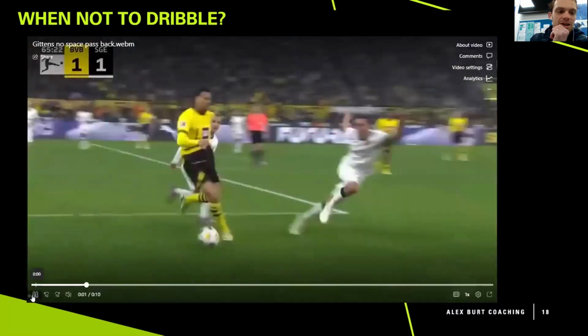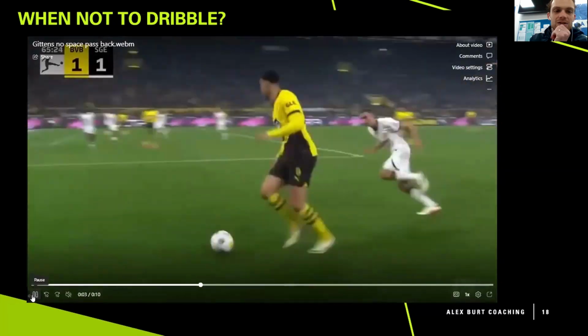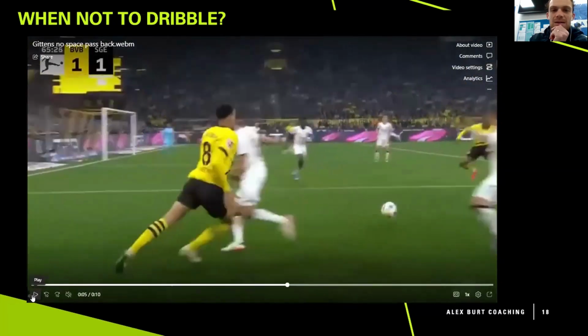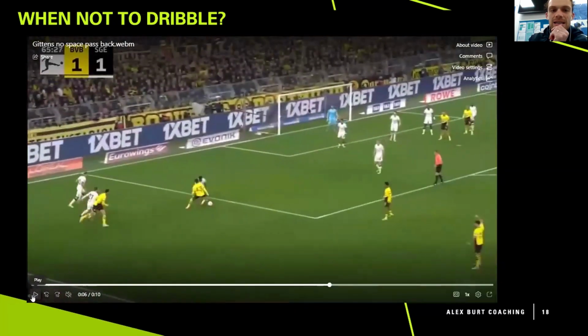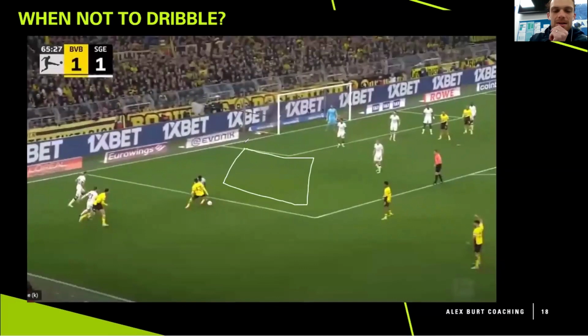So here's an example of when Gittins decided not to dribble. We've got a situation here actually with number 8 on the ball. Here's Gittins. Is there space to dribble past him? Well, you could argue there to be some space. There's some space in here to dribble past him. But the problem is, is this defender he's playing against off balance?